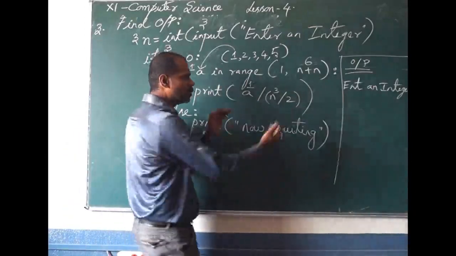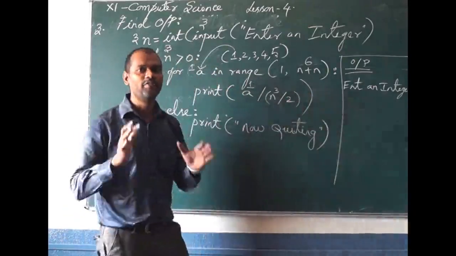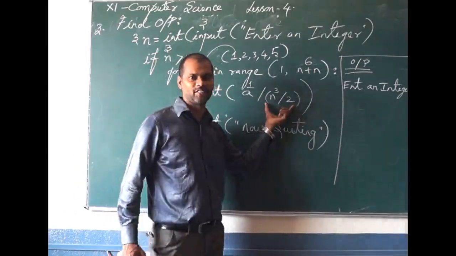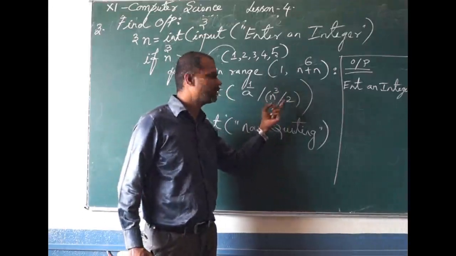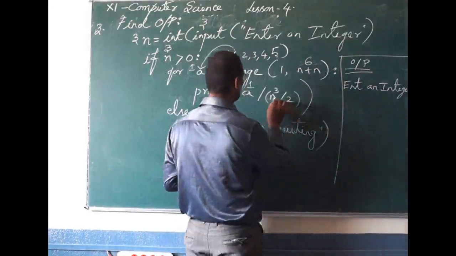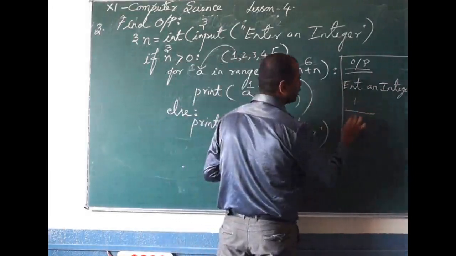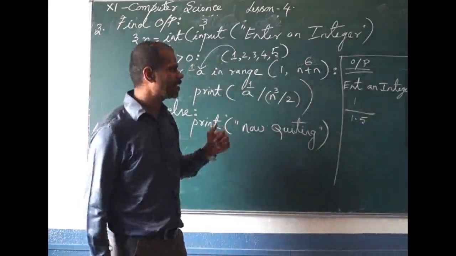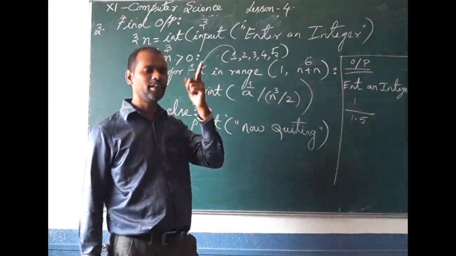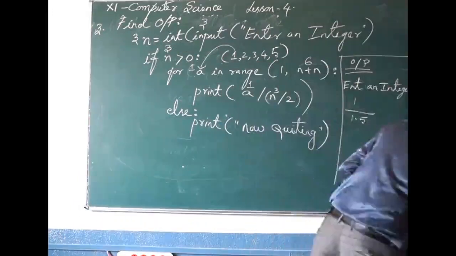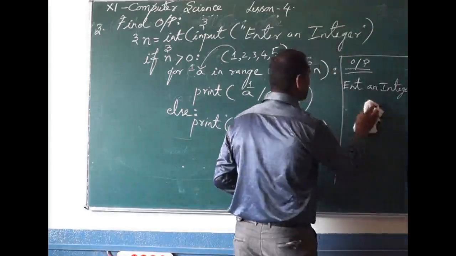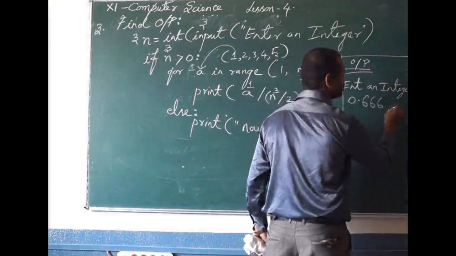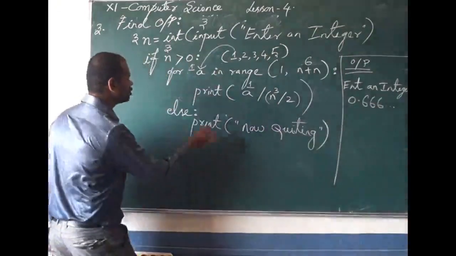You see, a big bracket is there and a small bracket is there. Which one do you have to do first? You have to finish the small bracket first. The small bracket is 3 by 2, which is 1.5. So 1 by 1.5. If I calculate 1 by 1.5, my calculator says it is 0.666, etc. So this part is over.